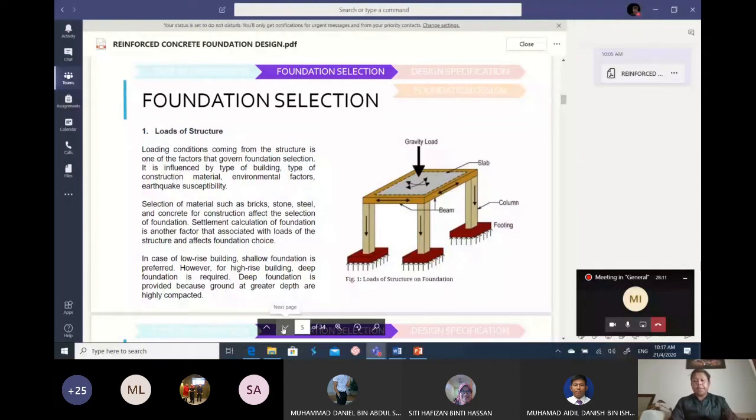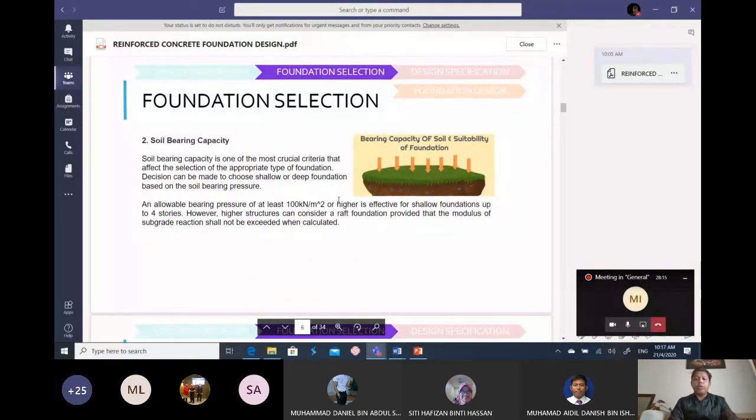Next is the soil bearing capacity. As usual, we know that the soil bearing capacity is important for us to study in foundation design, because this soil bearing capacity is actually the strength of the soil, and we have to know the suitability of the foundation based on the soil bearing capacity. So soil bearing capacity is one of the most crucial criteria that affect the selection of the appropriate types of foundation.